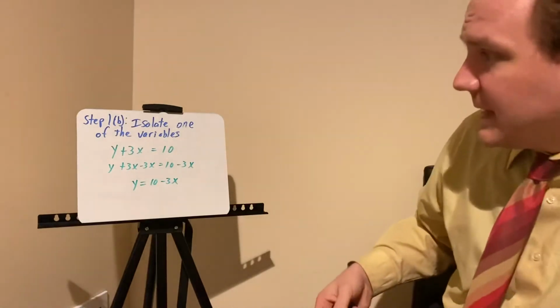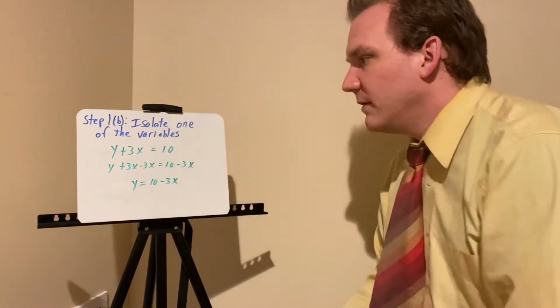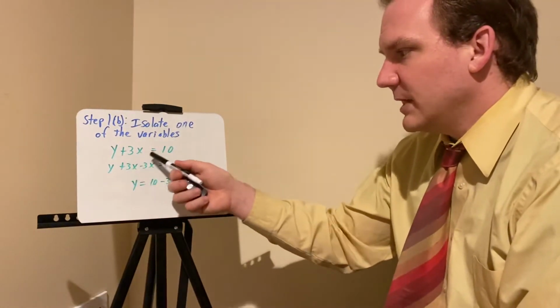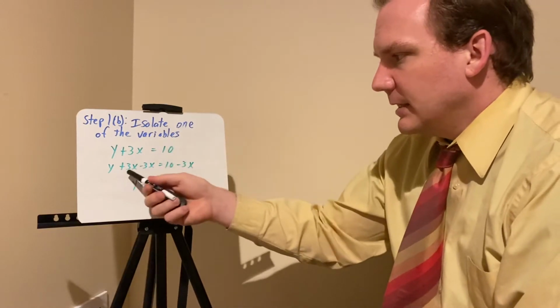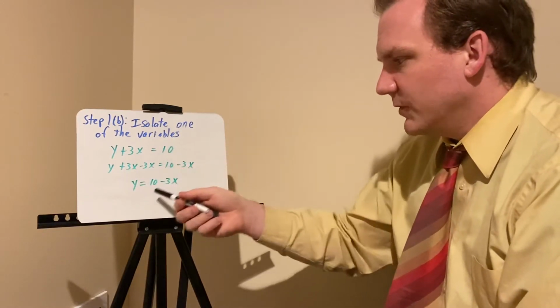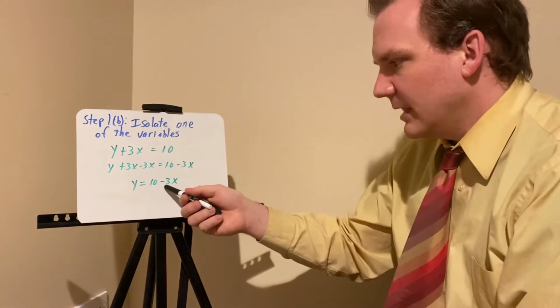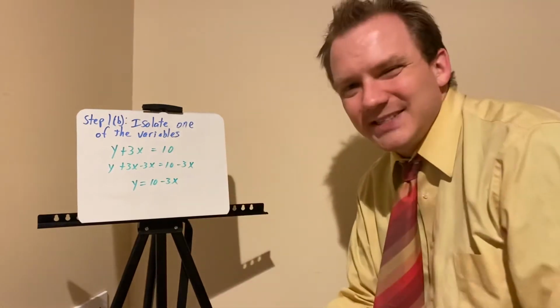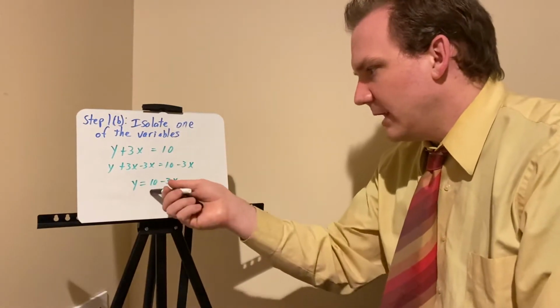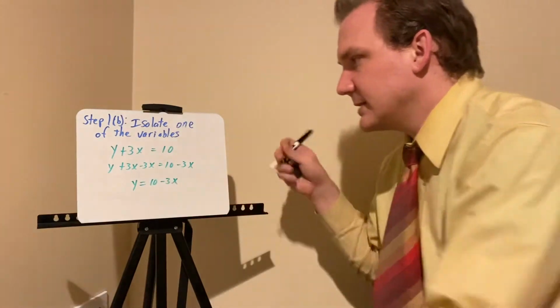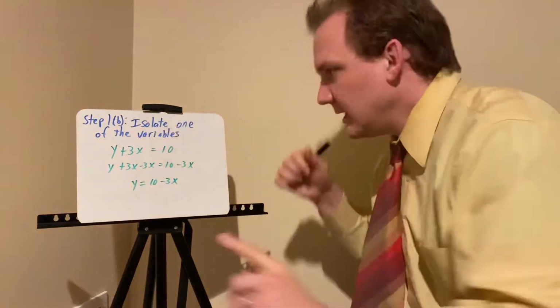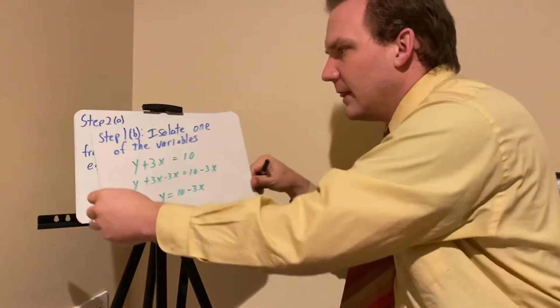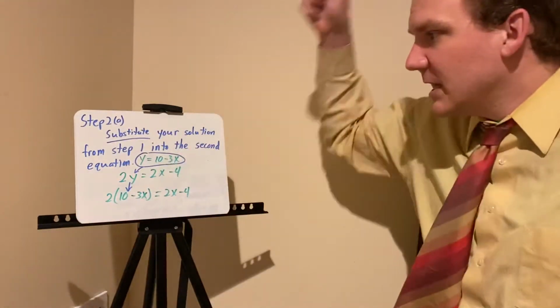Step 1b, isolate one of the variables. So I said y plus 3x equals 10. I subtracted 3x from both sides. I now have y equals 10 minus 3x. I saved myself a step by not having a coefficient here. Maybe you can already think what I'm going to do. That's right, step 2a, substitute.